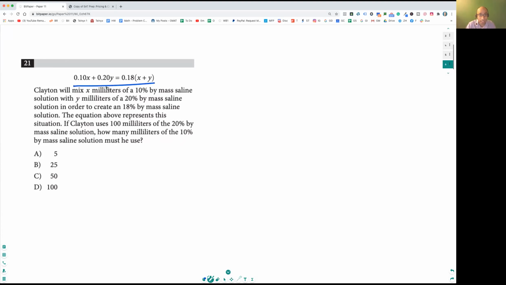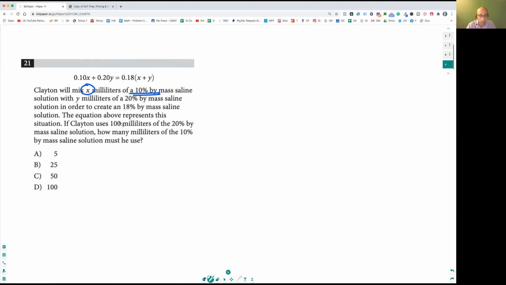So this one doesn't need a graph. All you got to do is look at it this way. This is like a variable. This is an equation, a linear equation, right? With x and y. We'll mix x milliliters of a 10% solution, right?